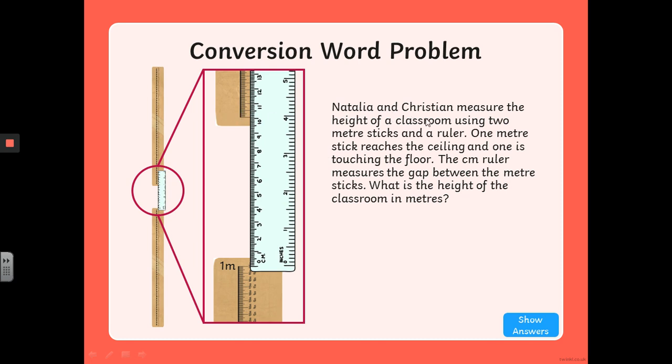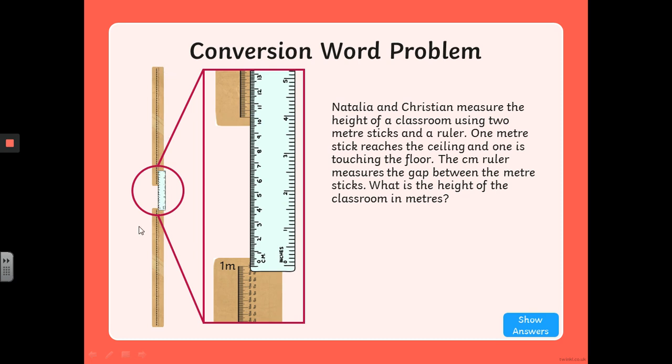Okay. Natalie and Christian measured the height of a classroom using 2 meter sticks and a ruler. 1 meter stick reaches the ceiling and 1 is touching the floor. The centimeter ruler measures the gap between the meter sticks. What is the height of the classroom in meters? So 1 meter stick reaches the ceiling. This is reaching our ceiling. And the 1 is touching the floor. Okay. The centimeter ruler measures the gap between the meter sticks.